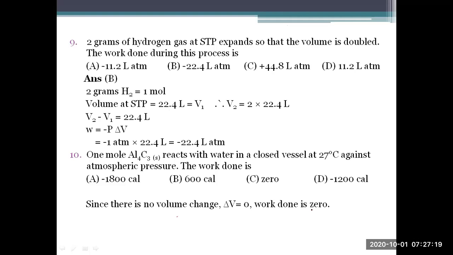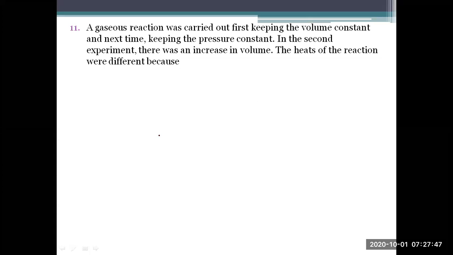Since it is a closed vessel, volume of the container is volume of the reaction mixture, and delta V doesn't change. When delta V doesn't change, what is the equation to be used? It is P delta V equation. Delta V 0 means work done is also 0. Okay. Next we'll do. Exactly. It is an isochoric process. Correct.